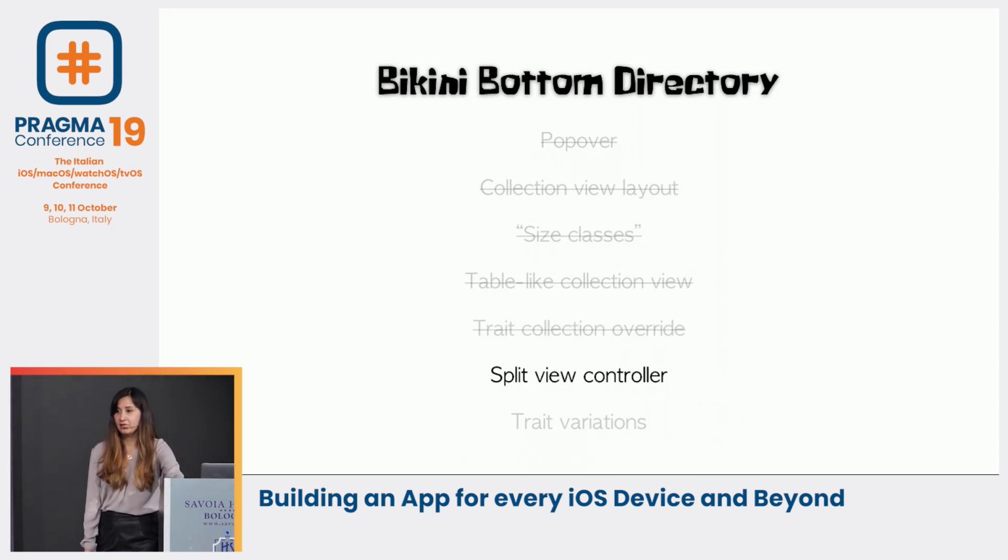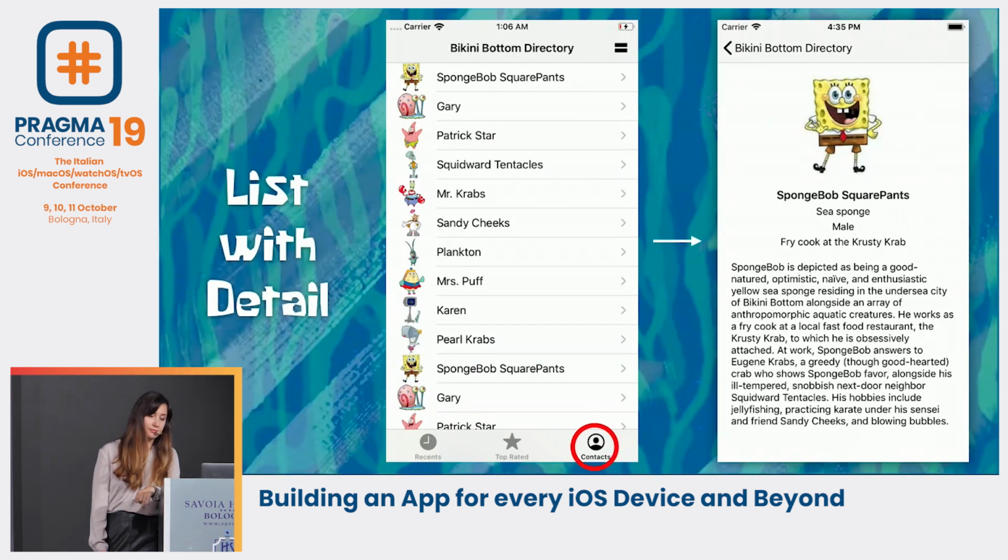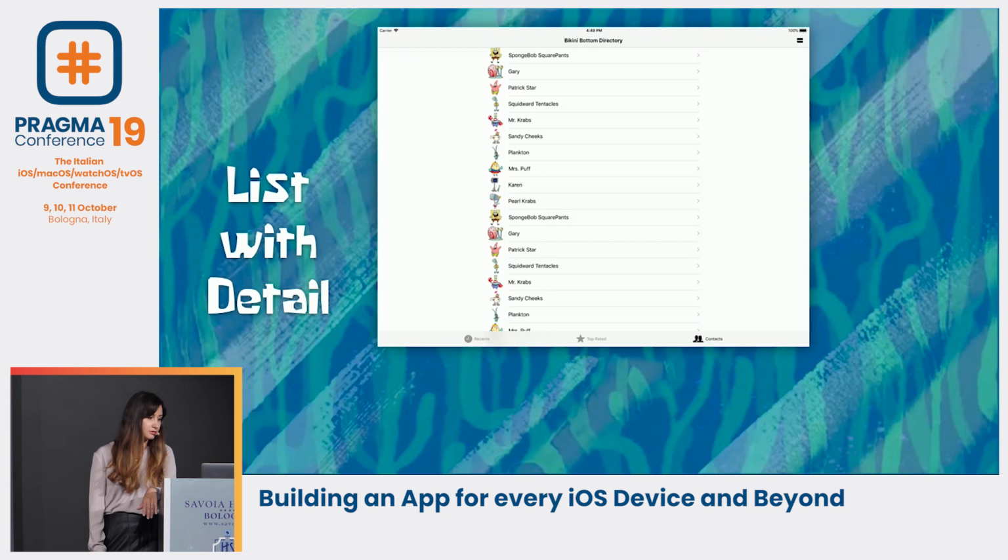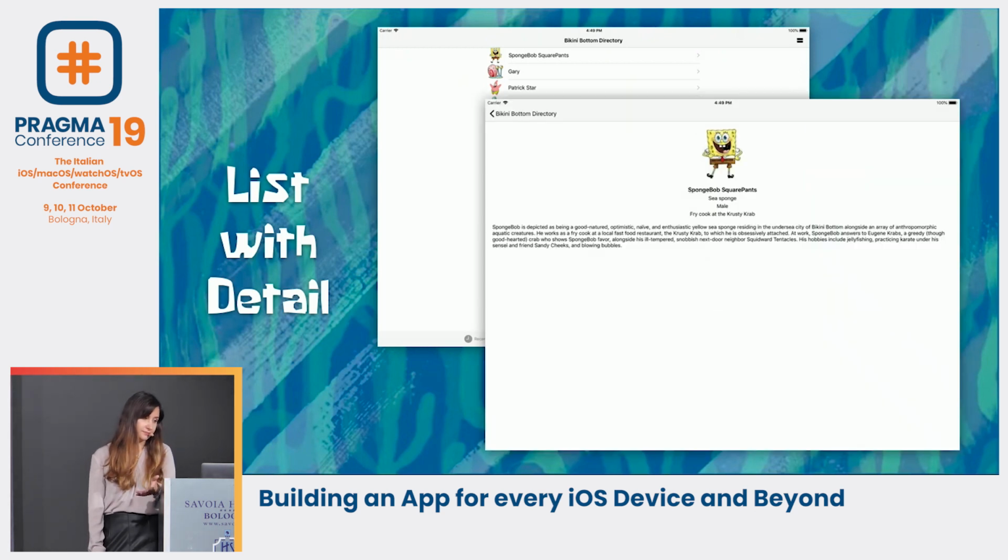So now let's talk about the split view controller. In the last tab, we have a list of characters, and when we tap on one of the cells, it displays some details about that character. So this is the classic use case for a split view controller. And currently, on the iPad, it looks like this. So that's not very nice, but the split view controller will do the job.